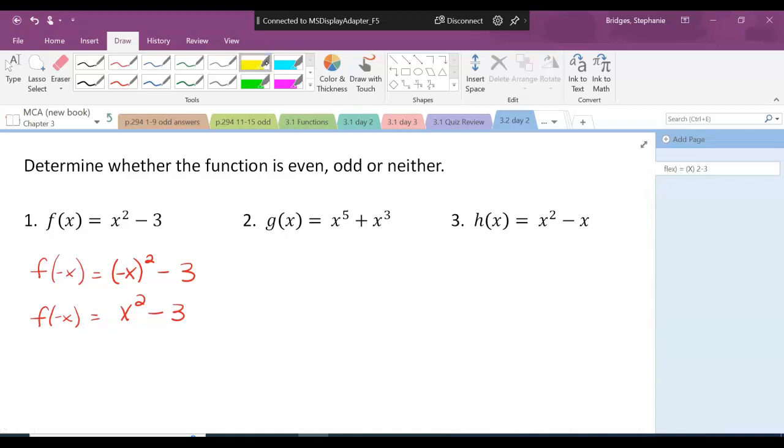So what I want to compare is this piece to my original. If they are exactly the same, that means it is an even function. If all of the signs have changed, it's odd. And if it's not either one or the other, then it's neither. So what do you think about those two? Are they exactly the same? Yes. So this one would be what kind of function? Even. And that's all we write. That's our answer, even.